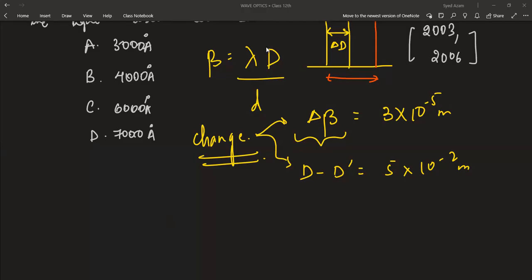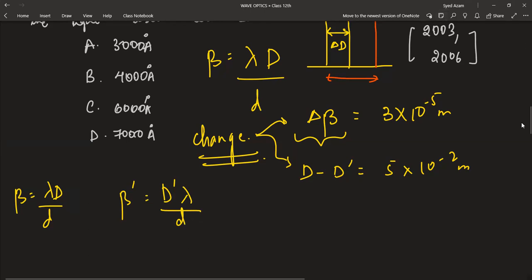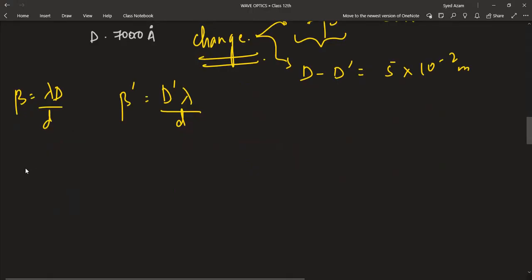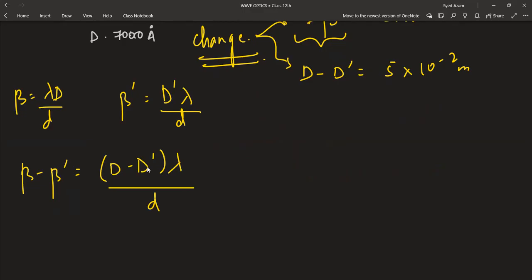Yes, very good. You have written it in meters. Options are in angstrom, so you should just know how to convert it to angstrom too. See, class, beta is lambda capital D by small d. The new beta is with D dash. Lambda will remain the same and the separation between the slits will also be the same. Now, what is given? The difference is given. Difference means beta minus beta dash is given, so that is (D minus D dash) lambda by small d. This is what is given to us. So what do we want? We want lambda. Everything else is provided to us except lambda. What will be lambda?